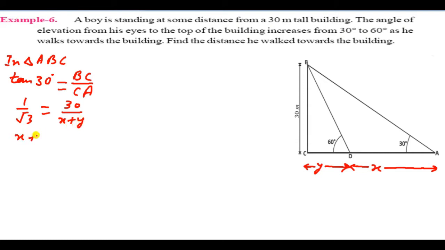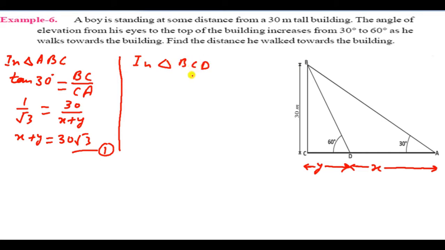So x plus y is equal to 30 root 3. So it's your equation first. Now come to the second equation. Now in the second triangle, which one? It is BCD. Now taking tan 60 degree, what will happen? It is BC upon CD. So tan 60 is root 3. BC is your 30 and CD is y.